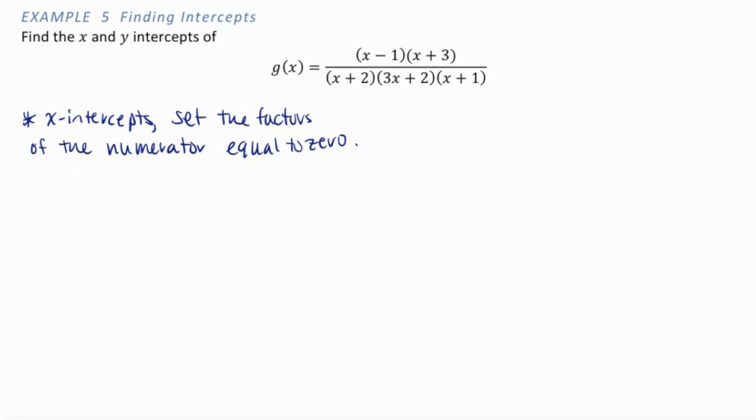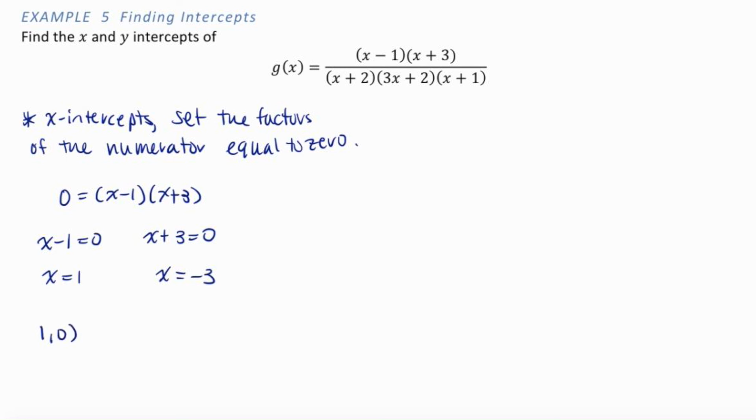In order to find our x-intercepts, we need to solve 0 equals x minus 1, x plus 3. This tells me that x minus 1 equals 0 and x plus 3 equals 0. So x equals 1 and x equals negative 3. This corresponds to the intercept of 1 comma 0. This corresponds to the intercept of negative 3 comma 0.